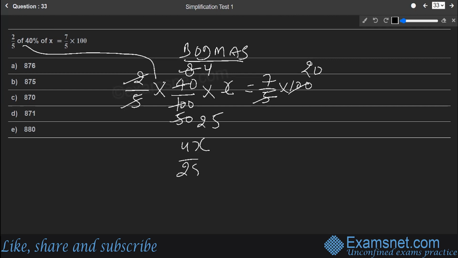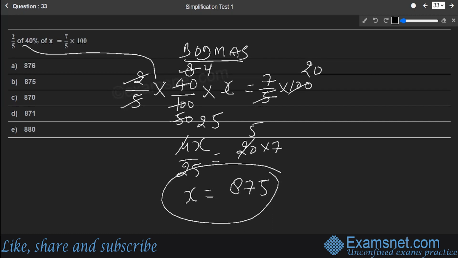So this is what we are left with. 4x by 25 is equal to 20 into 7, that is 140, which gives us the x value. So we can again cut the things from both the sides. 4 5s are 20. Okay, so x value is 25 into 5 into 7, that is what the ultimate x value comes out to be. If you solve this further, this is actually coming out to be 875. So that is the final answer, 875.